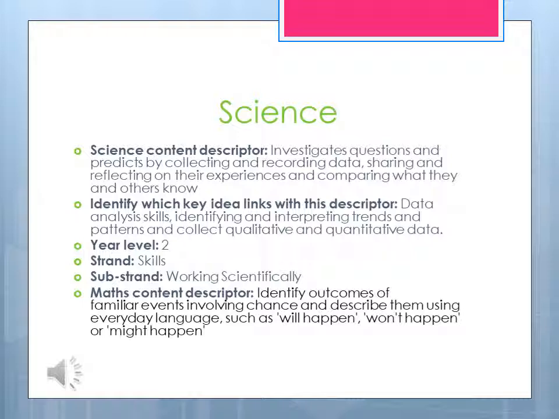This is for a year 2, and the strand is skills and the substrand is working scientifically. The content descriptor is that students investigate questions and predict by collecting and recording data, sharing and reflecting on their experiences, and comparing what they know and others know. To link this with the key ideas, it is the data analysis skills, identifying and interpreting trends and patterns, and collecting qualitative and quantitative data. So measurement and recognizing and using patterns and relationships are the key ideas.